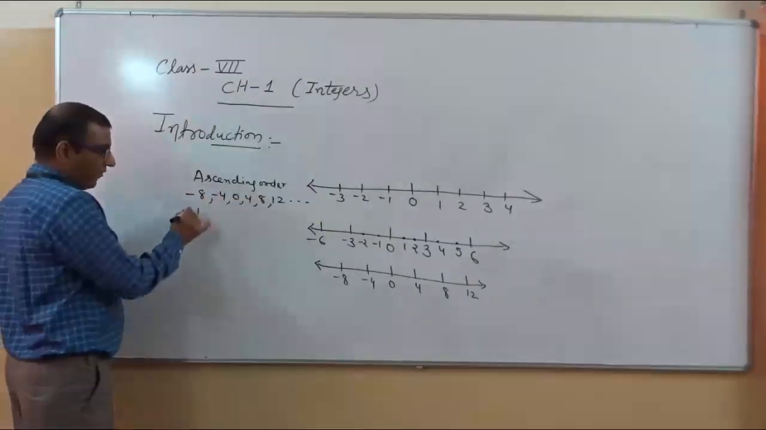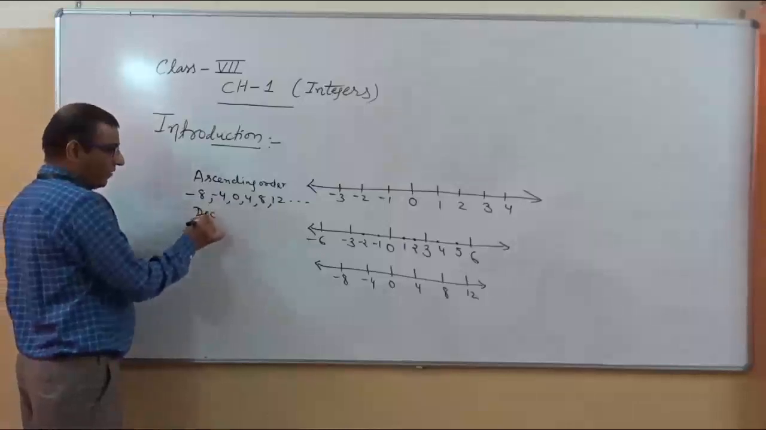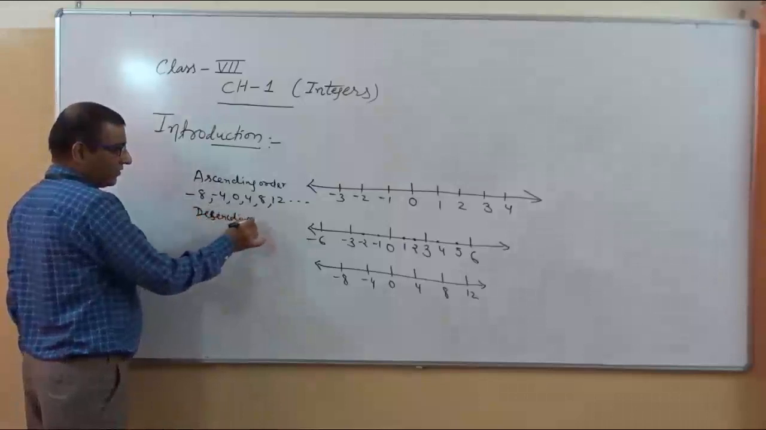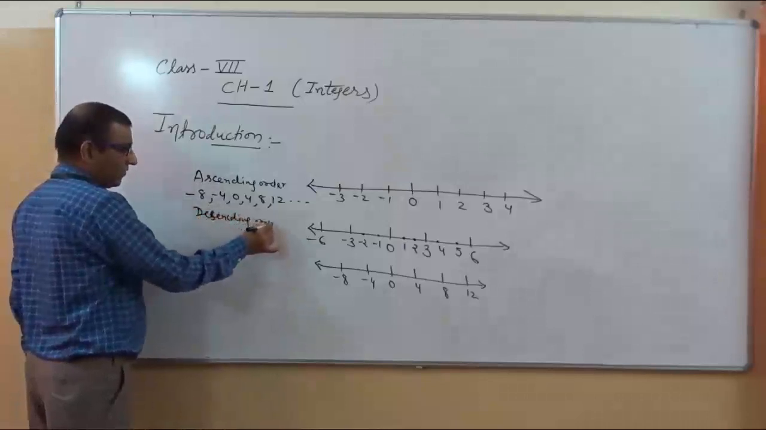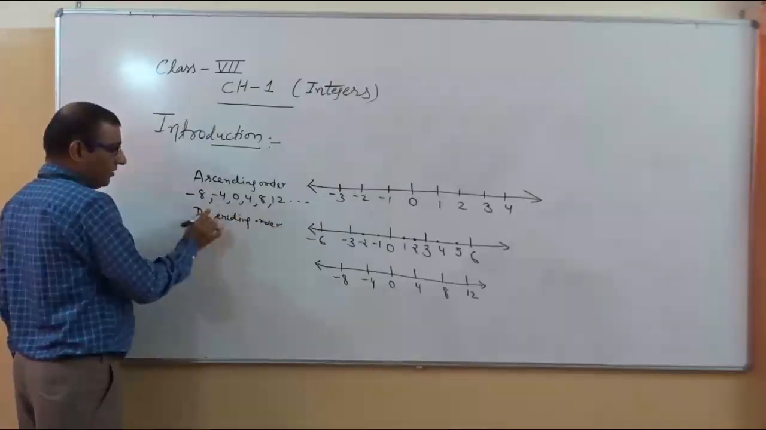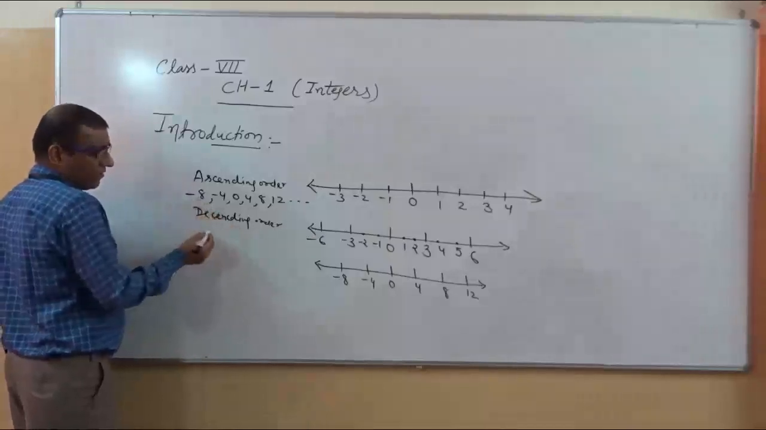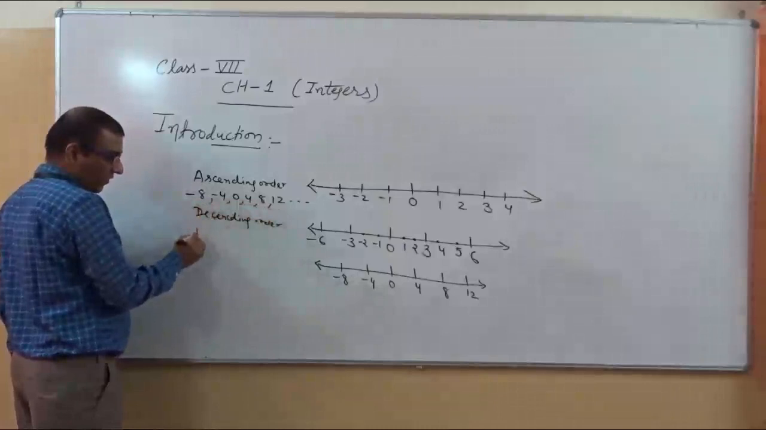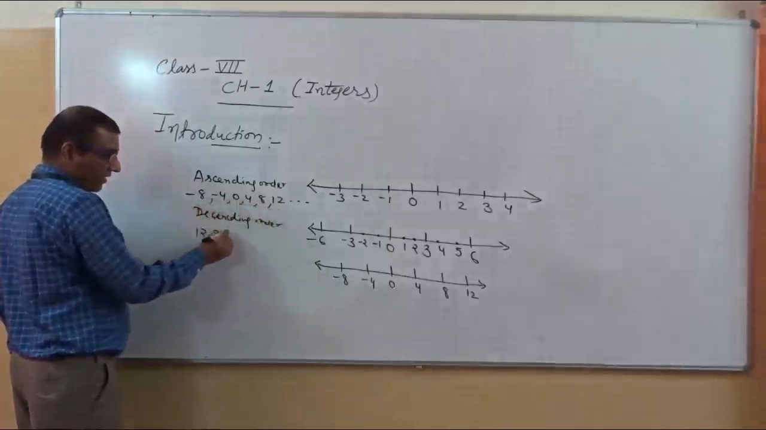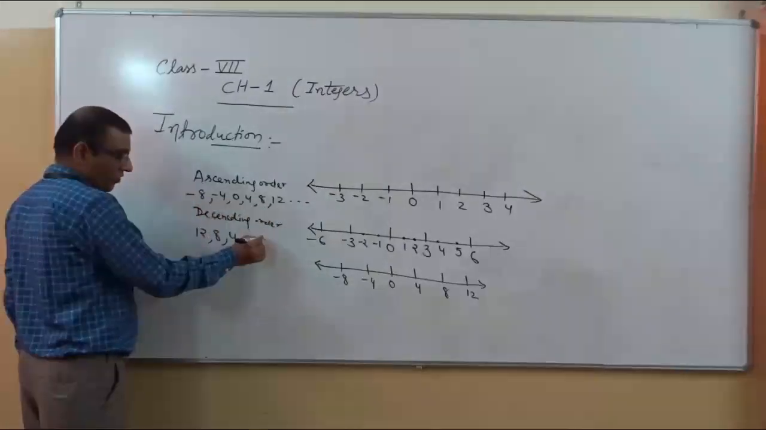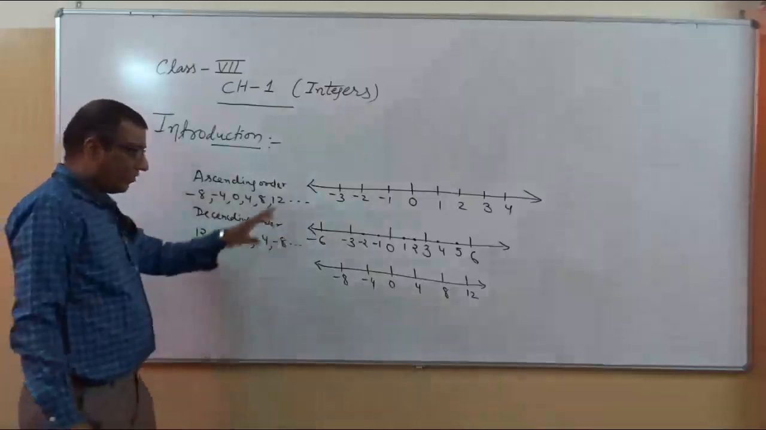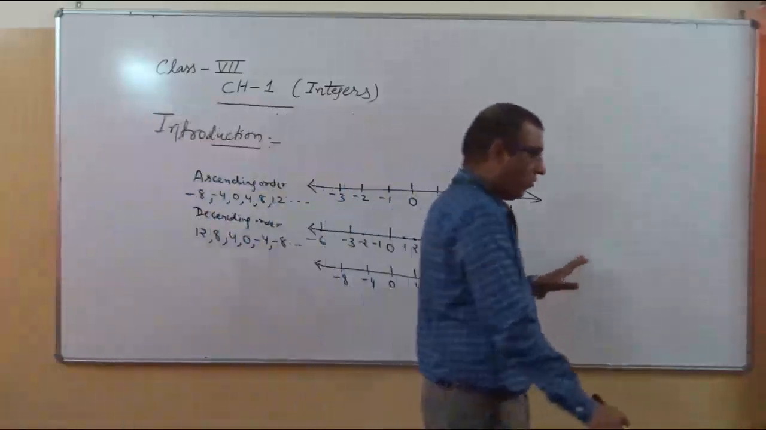And if we continue with the descending order, what is the meaning of descending order? In descending order, we will start from the bigger number first, so just the reverse of it. So we will write here 12, 8, 4, 0, -4, -8, and so on. So this type of concept all of you know very much.